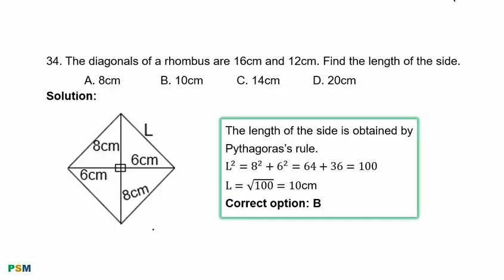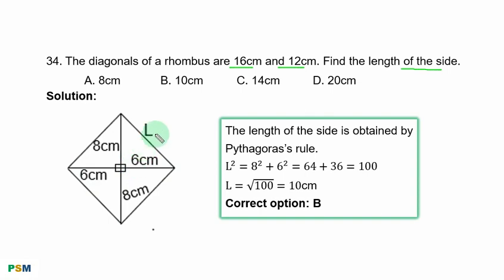Question 34. The diagonals of a rhombus are 16 cm and 12 cm. Find the length of the side. Solution. You have the rhombus. From here to here is diagonal 16. Half of it is 8, 8. The other one is 12. Half of it is 6, 6.